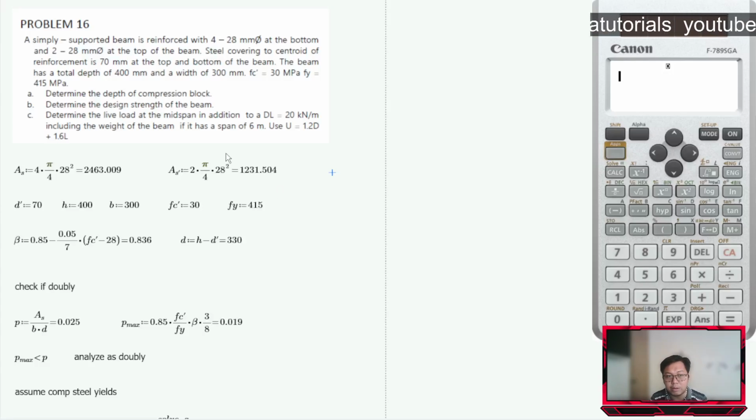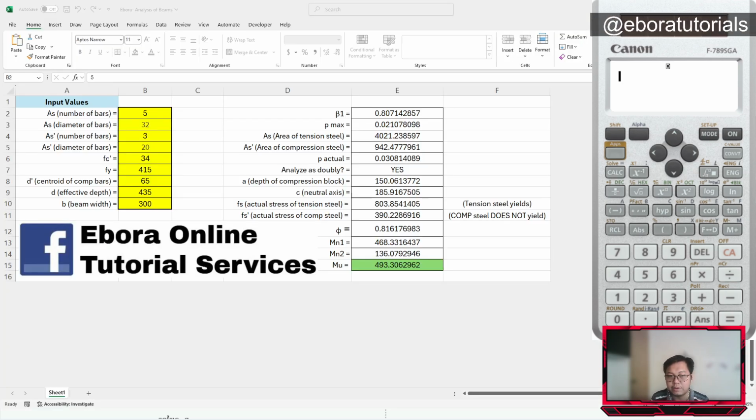So, continue tayo for problem number 16. Actually, number 16, 17, and all the other problems with regards to beams, you can solve easily using the Excel file that I have provided. Check muna natin. Yan yung Excel file natin. Anyway, let's try to check now if we can still use this in answering the problem.